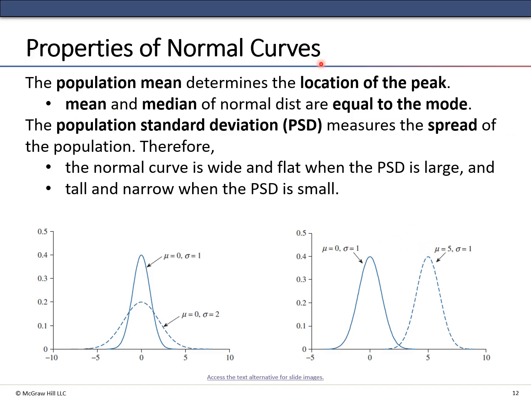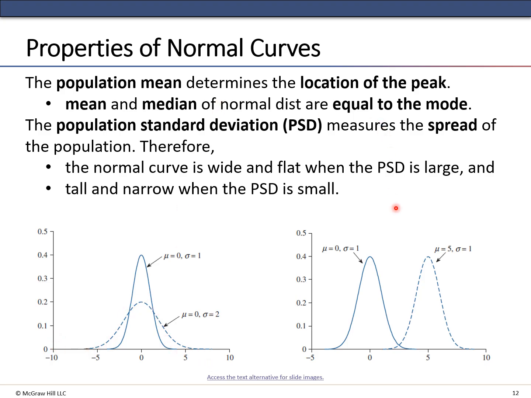The population standard deviation measures the spread of the population. Therefore, the normal curve is wide and flat when the standard deviation is large. You can see that here we're comparing two equal modes or means with different standard deviations. The second one is double the other. So the larger it is, the wider the data spreads out.